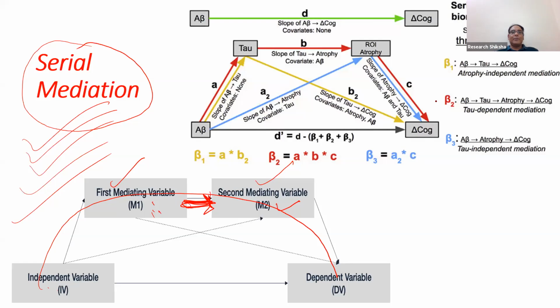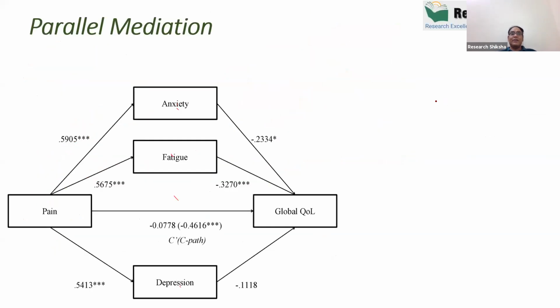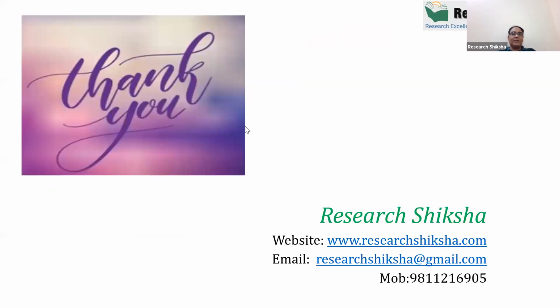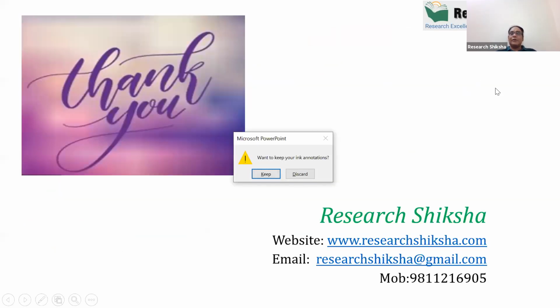Then we go for parallel mediation. This example is for parallel mediation. You can see that there are different mediating variables in parallel. This is the first mediating variable, this is the second mediating variable, and this is the third mediating variable. So you are testing three mediating variables at a time in the model. This mediation is called parallel mediation. And after that, let me show you the moderation effects.